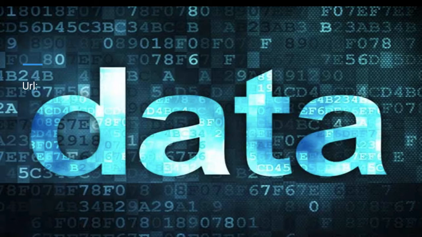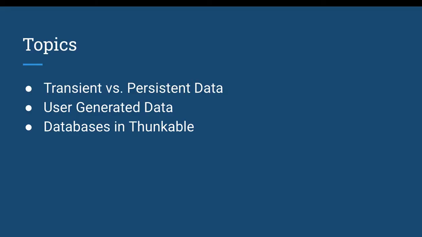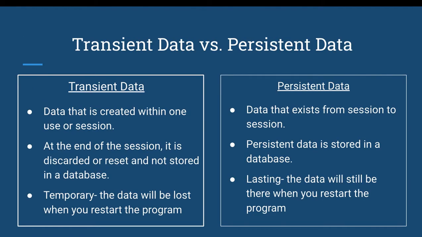Up to this point, the data would be stored temporarily in the variables that we create. But if we start to add databases, which are sets of data that can be stored on your computer or perhaps in the cloud, you can then essentially save it so that it can be accessed at other times that you are interacting with the app. So in this video, very simply, we'll go over three main topics: transient versus persistent data, user-generated data, and how to use databases in Thunkable.